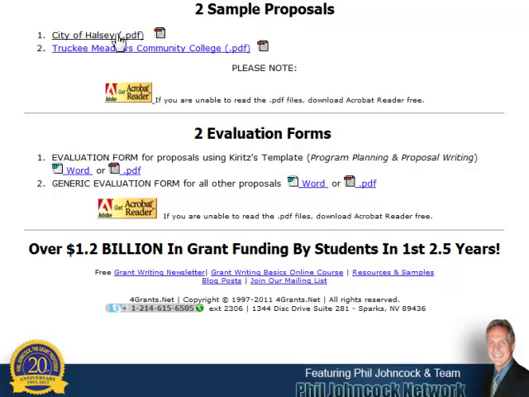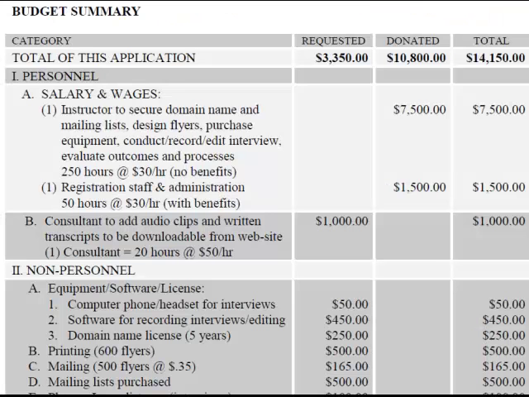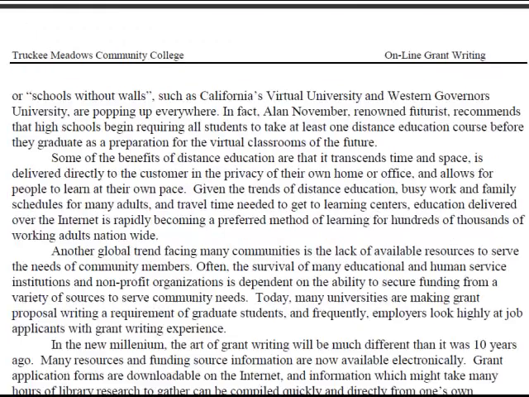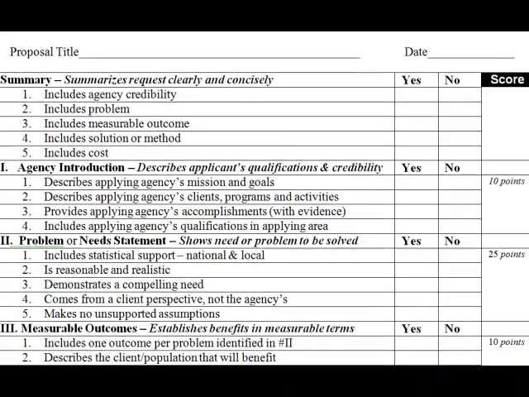So we're going to take a look at two sample proposals, or actually one in particular right here, which is the Truckee Meadows Community College proposal. So as we take a look, we've got the budget, and I'm going to scroll to the top, and we can see we have the summary, we have the agency introduction, we have the key components of a good proposal. So let's look at now how we can evaluate that proposal.